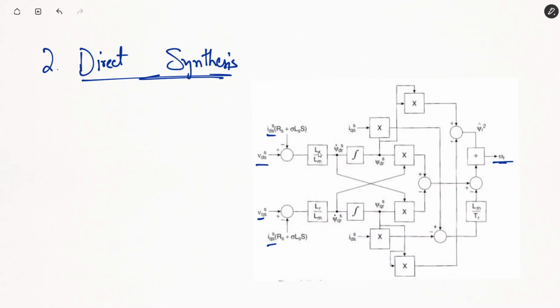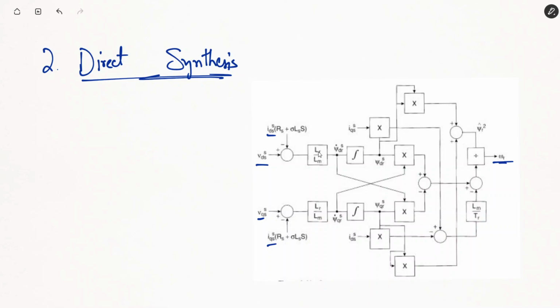So it's essentially somewhat similar to that of the slip calculation method. We definitely need all those values of resistances, inductances, voltage, and currents for calculation of speed. So there will not be much difference between the slip calculation method and the direct synthesis method. Both of these two methods are heavily dependent upon the machine parameters.